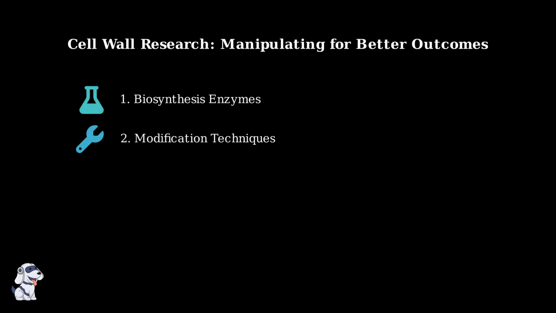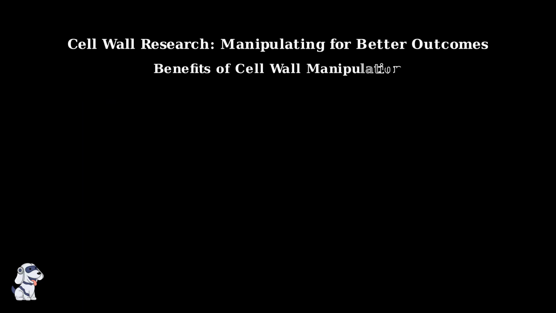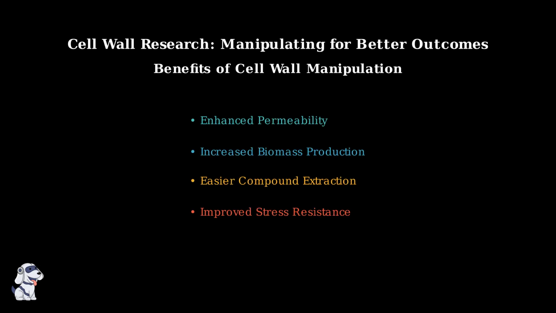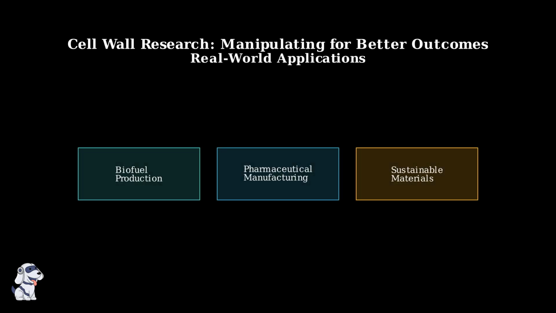Current research focuses on three main areas: understanding biosynthesis enzymes, developing modification techniques, and optimizing cell walls for specific biotechnology applications. By manipulating cell wall structure, researchers can improve algae's ability to produce valuable compounds. Modified cell walls can enhance permeability, increase biomass production, and facilitate the extraction of useful molecules. These research advances have practical applications in biofuel production, pharmaceutical manufacturing, and sustainable materials development. Scientists can now engineer algae with optimized cell walls for specific industrial purposes.